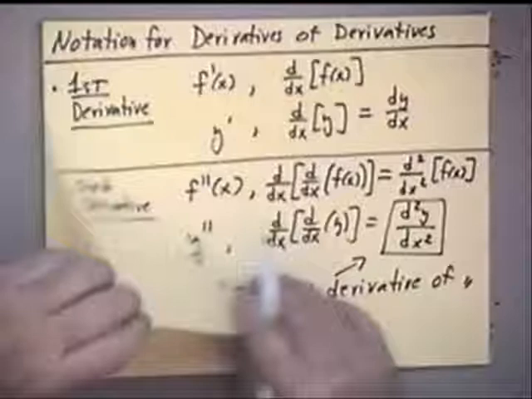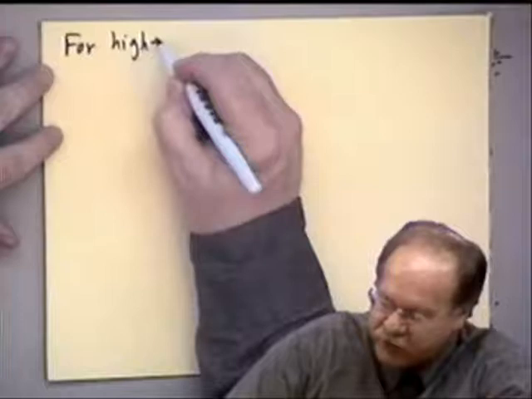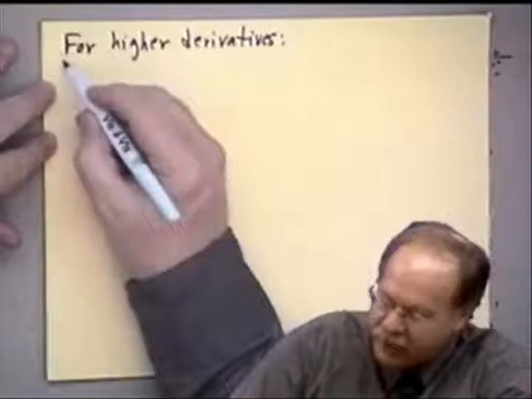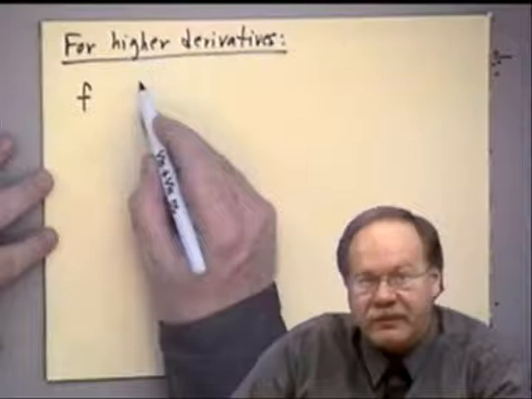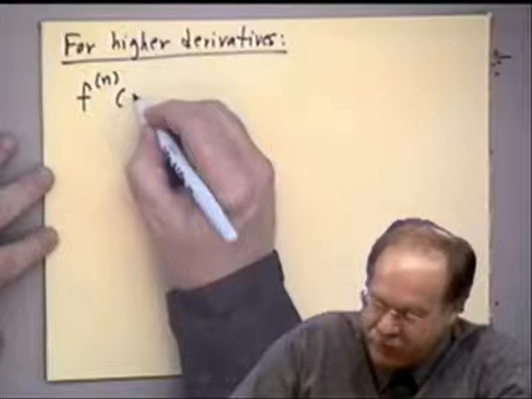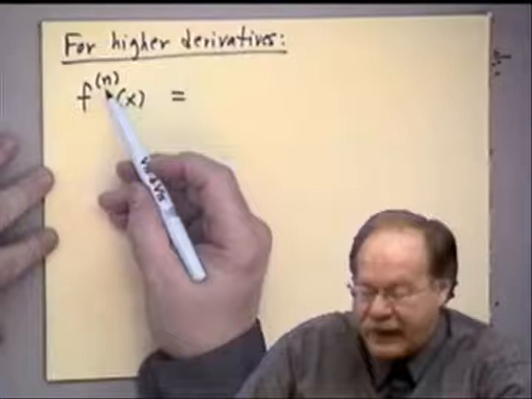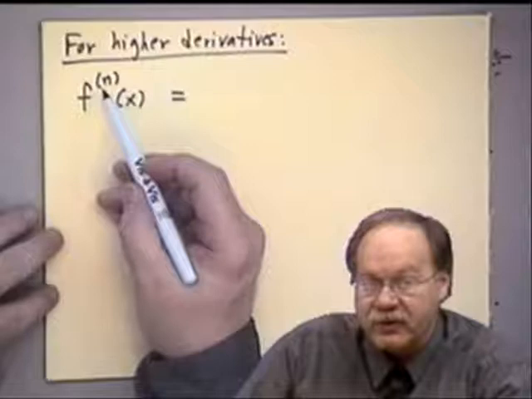What if you go higher? Well, we need to be a little more careful and get something that will generalize nicely. So for higher derivatives, here's what we do. We write f, and instead of having n primes up here, which is awkward, we simply put n, but put it in parentheses, of x. Now putting it in parentheses reminds us that this is not any other kind of operation. The only time you'd put an n superscript in parentheses is if you want to take derivatives. So this is special to that.